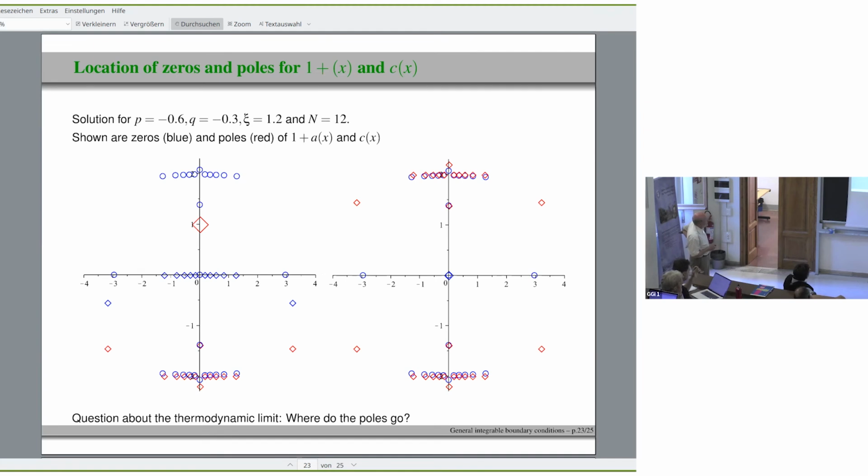Well, here are plots of zeros and poles of the functions 1 plus a and c. The only thing I want to point your attention to is that this is for n equal 10 or 12. Then the extension of the distribution of zeros and poles in the imaginary direction is larger than that in the horizontal direction. But the limit we are interested in is n to infinity. And then this extends to log n. So this is very far away from the thermodynamic limit.